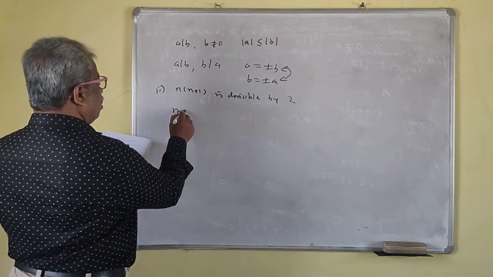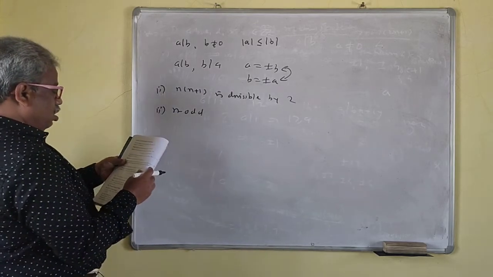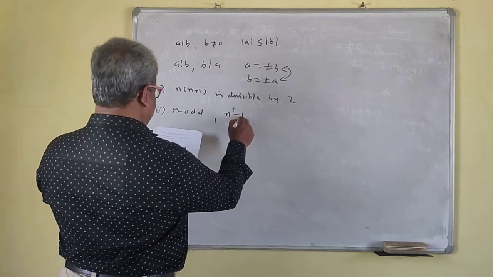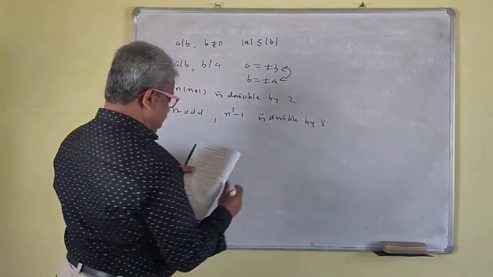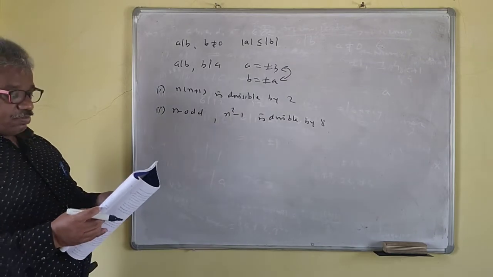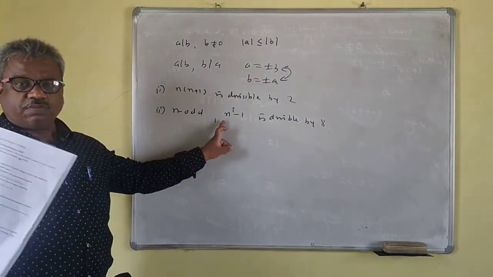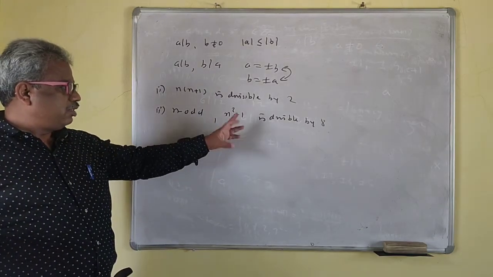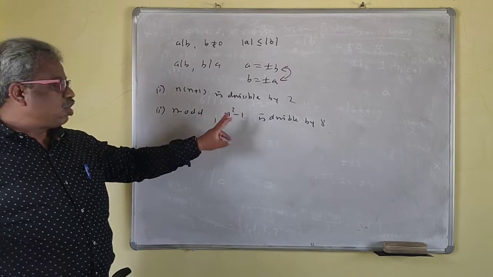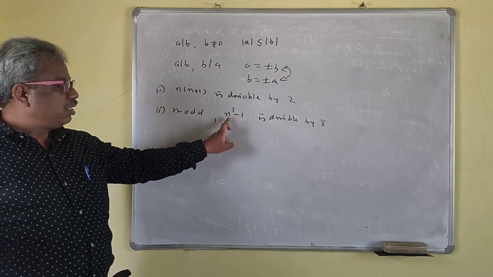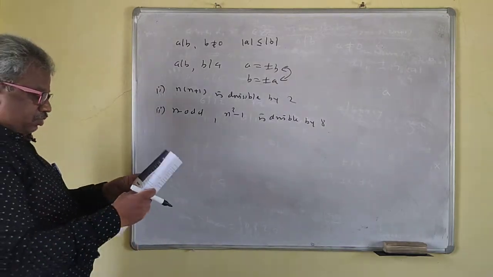Next point is what? If n is odd, then n square minus 1 is divisible by 8. If you take n odd, the first odd number is 1, then 3: 3 square is 9, and 9 minus 1 is 8, which is divisible by 8. The next odd number is 5: 5 square minus 1 is 25 minus 1, which is 24, divisible by 8. No problem for this one.